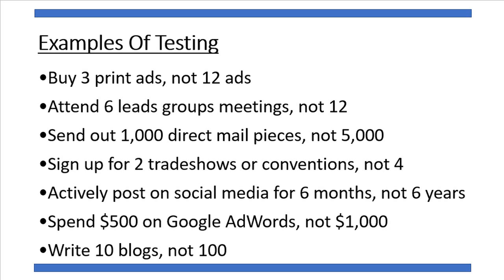To test in the smallest increment possible, I'm showing some examples here on the screen of what you would want to do to get a big enough sampling that it would be accurate, but to spend the least amount of time or the least amount of money so that you're not risking too much. As an example, you would buy 3 ads, not 12 ads. You would write 10 blogs, not 100 blogs.